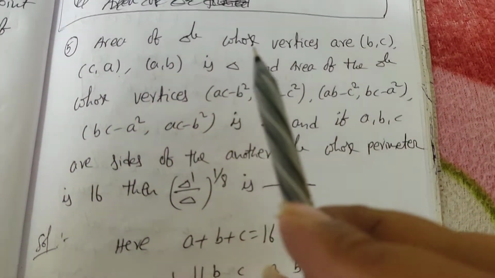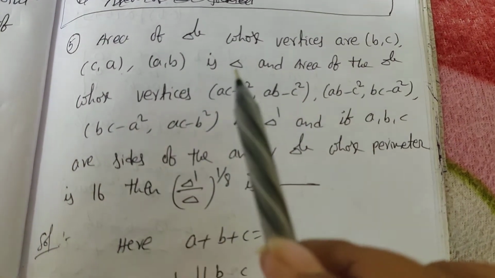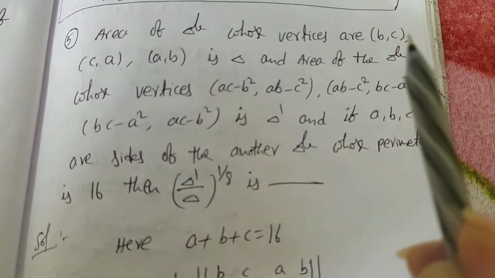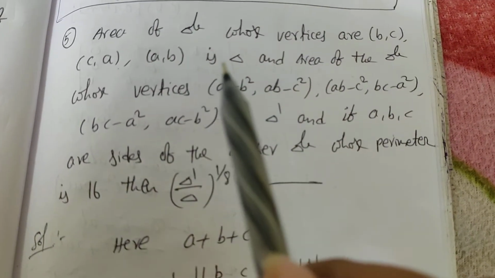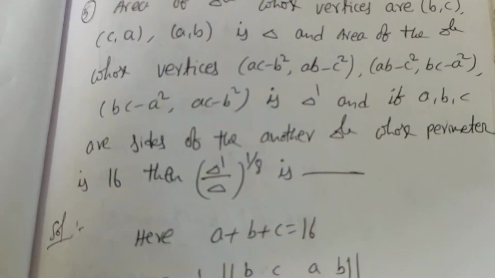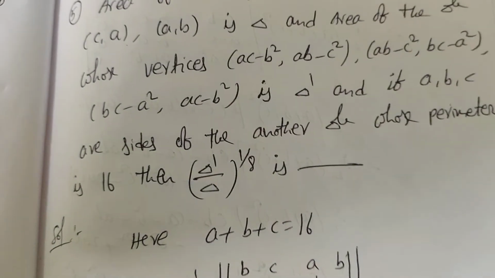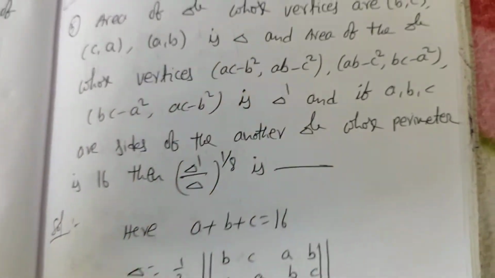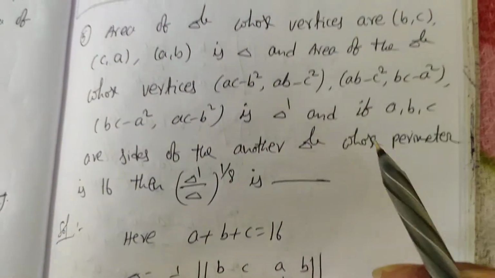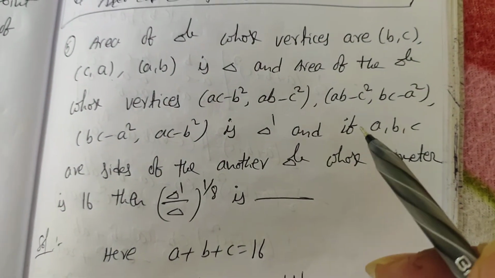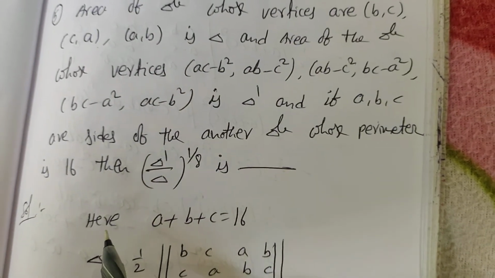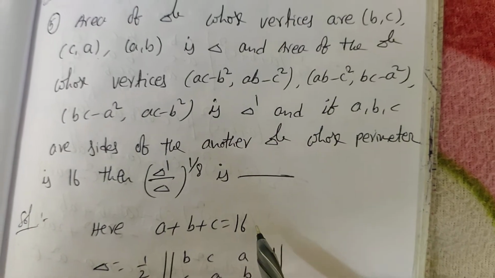Now, the area of the triangle whose vertices are (b, c), (c, a), (a, b) is delta, and the area of the triangle with the other given vertices is delta dash. One triangle is for area delta, another triangle for area delta dash. If a, b, c are the sides of another triangle, they have given that its perimeter is 16. So they gave three different triangles. For the triangle whose sides are a, b, c, the perimeter is 16, so use that first condition: a plus b plus c is equal to 16. Next one.